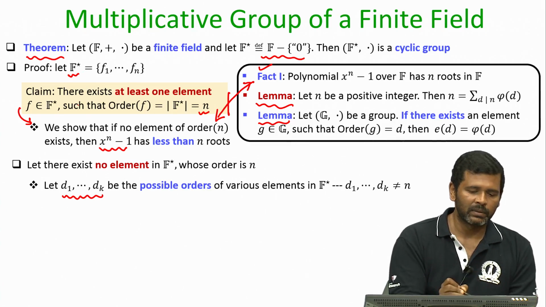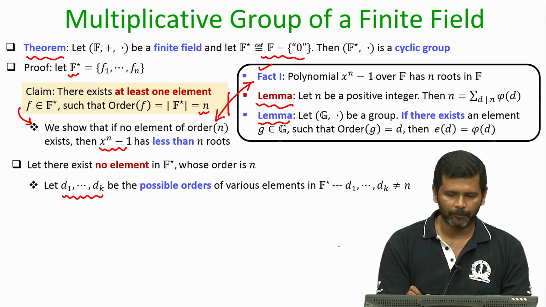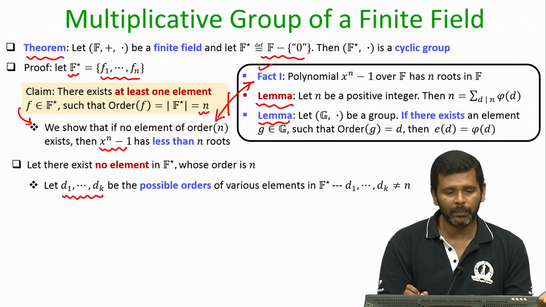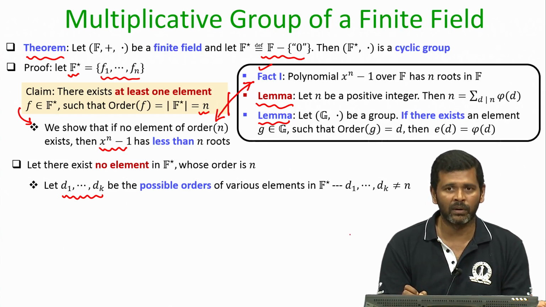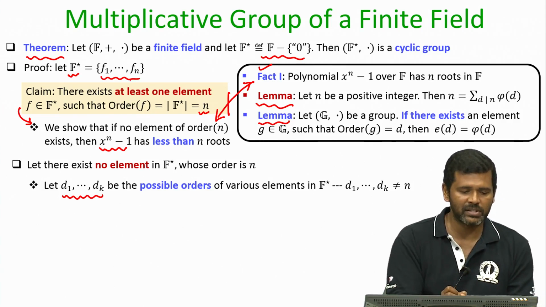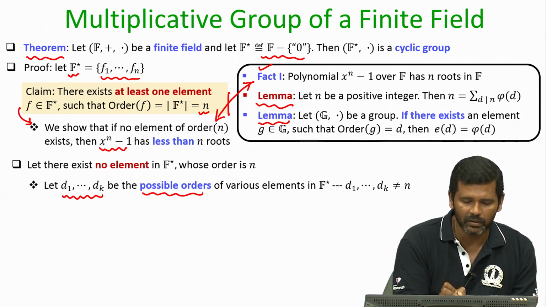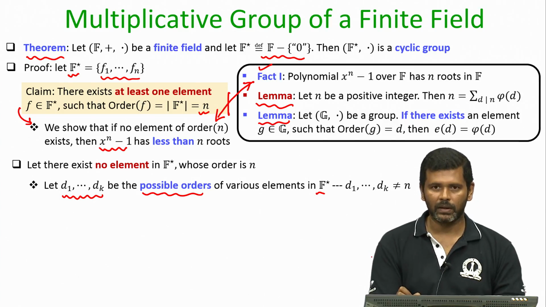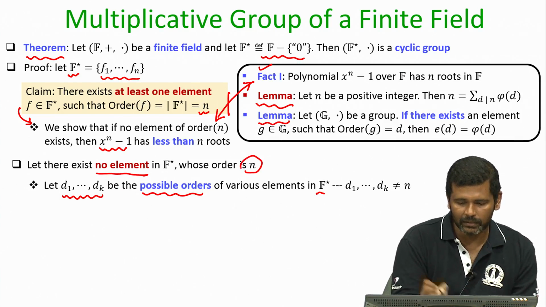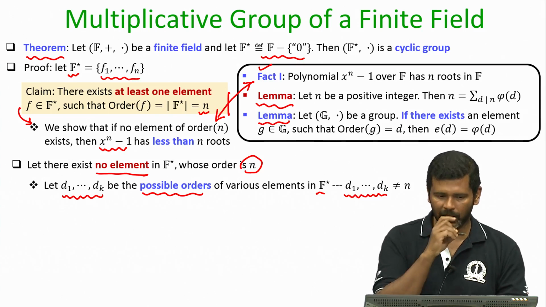be listed down, namely the orders of the various elements from your set F star, and let those orders be d1 to dk. You have n elements, but it is not the case that all of them have distinct orders. It might be possible that the order of f1 is the same as the order of f2, the order of f3 and so on. So, it is not necessary that since you have n elements you have n distinct orders; a few of the orders may be repeated. That is why let d1 to dk be the possible orders for the various elements in F star, and since I am assuming that there is no element in F star whose order is n, none of these orders d1 to dk is n.